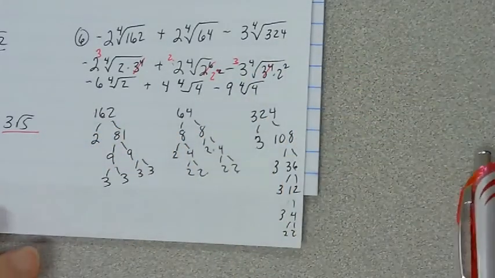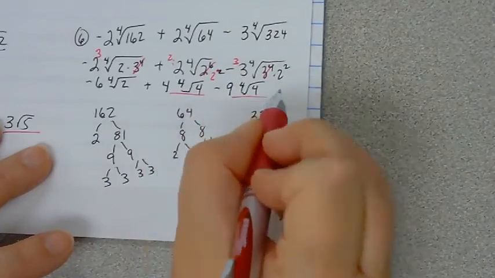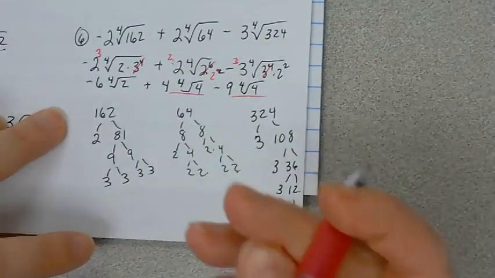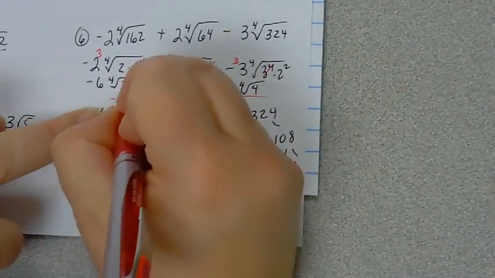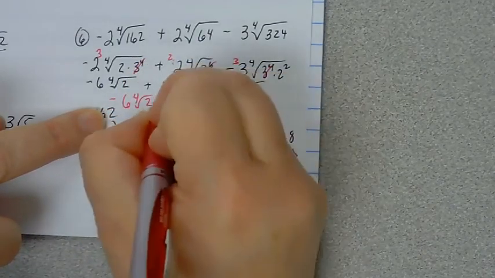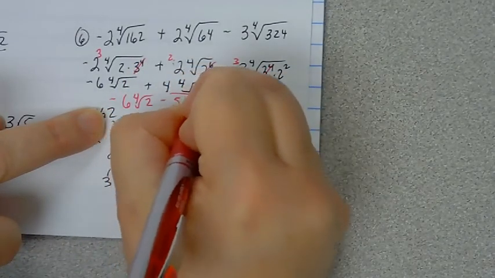So I'm looking for like terms. These both have like terms. Sorry, this got a little messy here. So it's negative 6 fourth roots of 2, and then minus 5 fourth roots of 4.